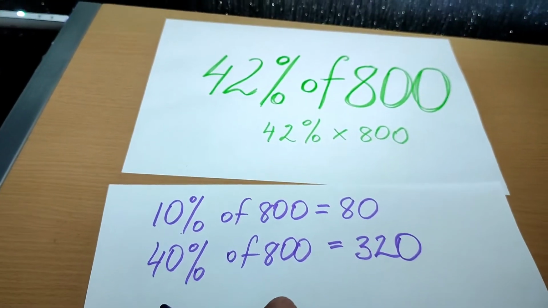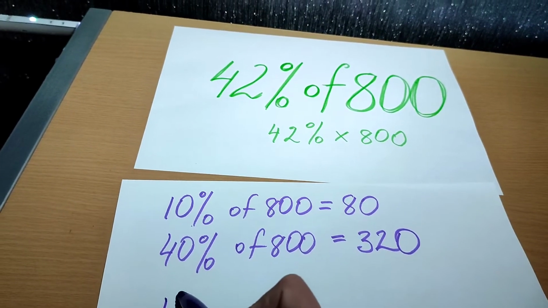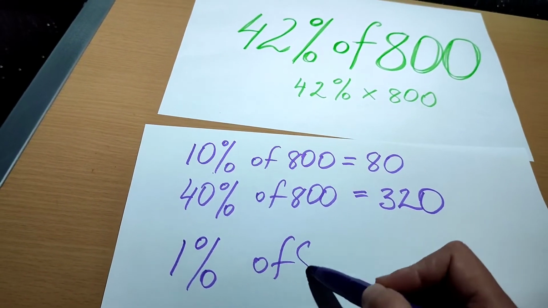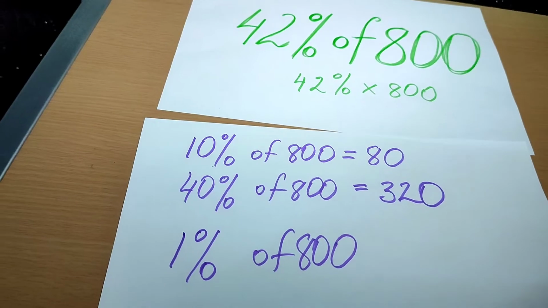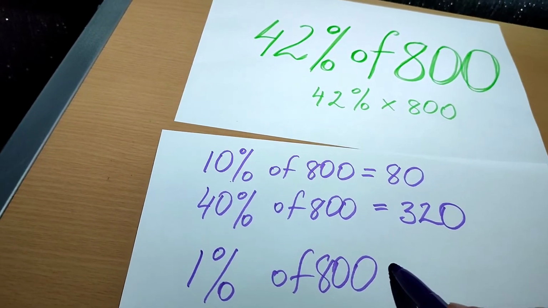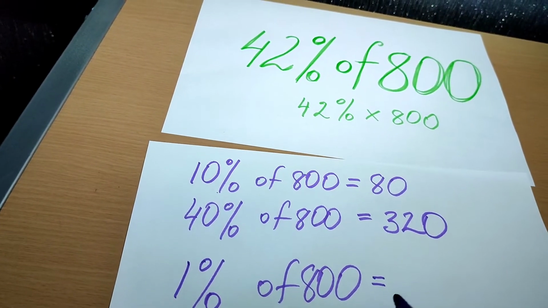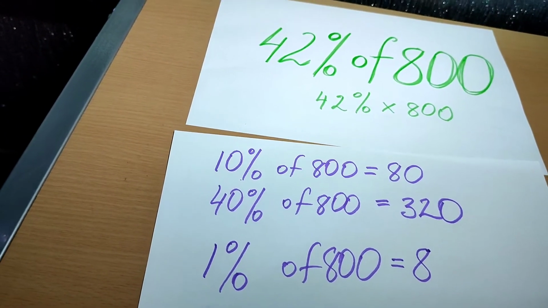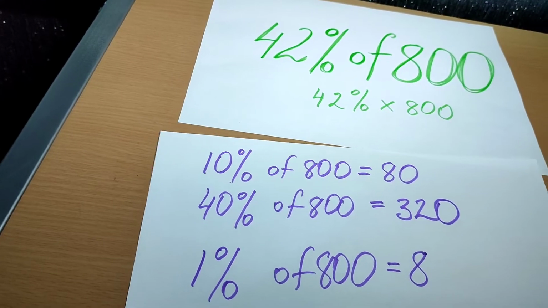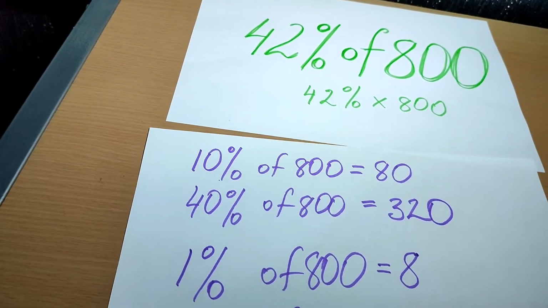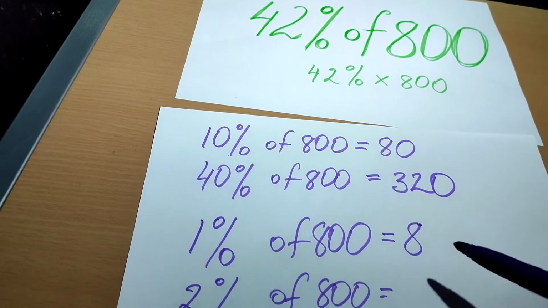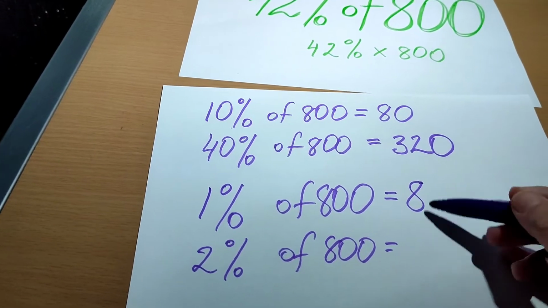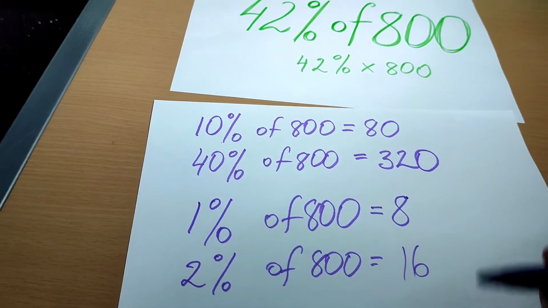Now we need to find 2%. Before we find 2%, let's find 1% of 800. To find 1%, we divide the number by 100. So 800 divided by 100 is going to be 8. So that's 1%. 2% of 800: if we know our 1%, our 2% is going to be double our 8, 16.